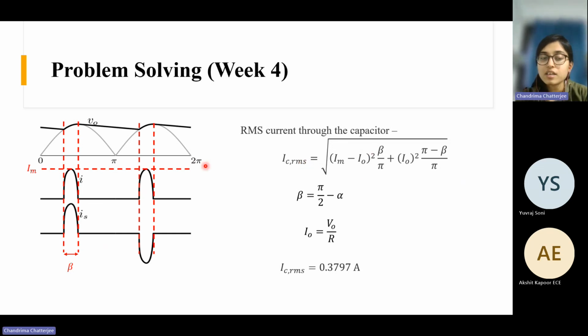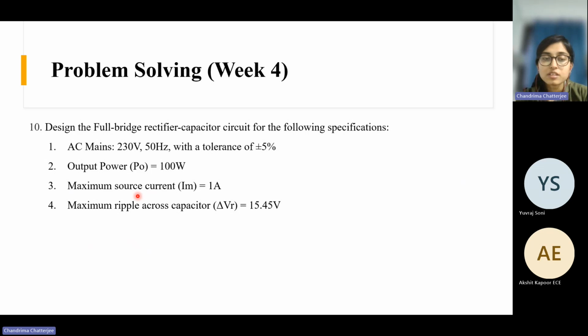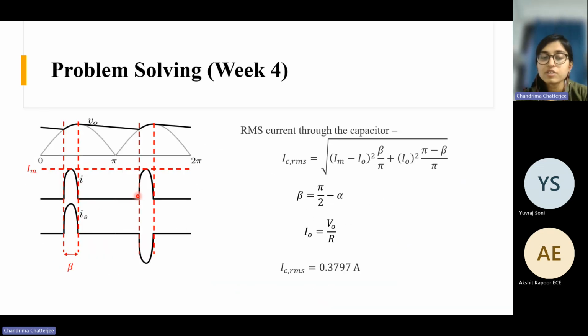What is the RMS current? This is the current that goes, I don't have the picture today, but last day we saw that the current entering the load portion gets divided into the capacitor and the rest of the current goes to the load. So this is the current shape, and this is the source current. This is the current that is getting drawn from the input source.